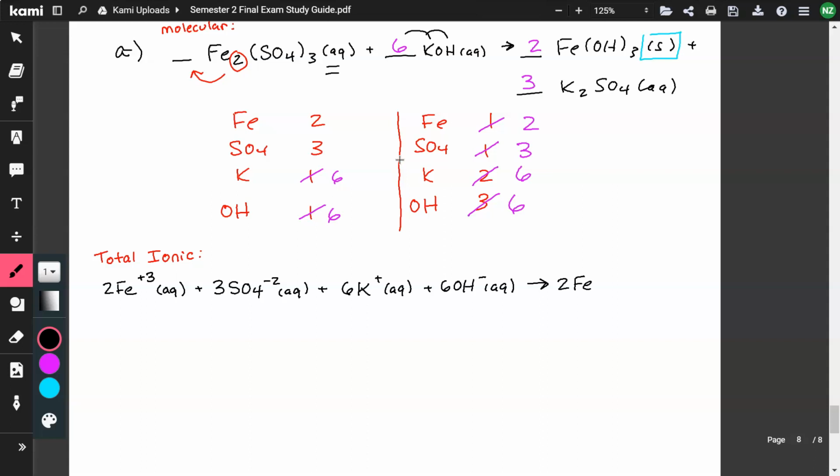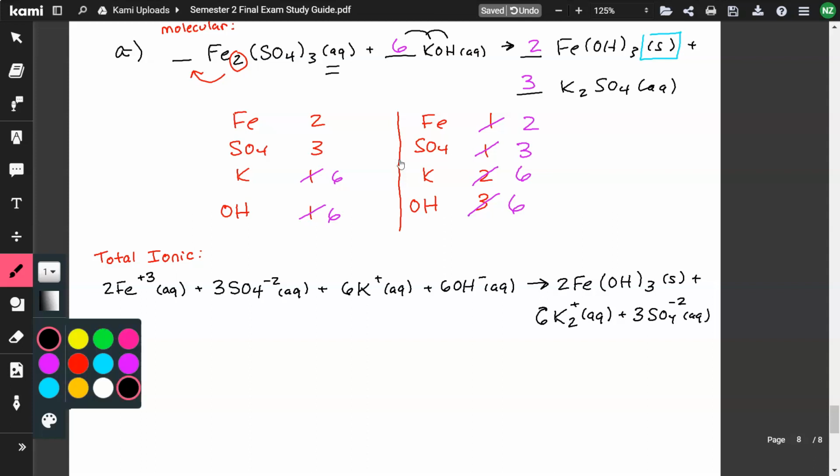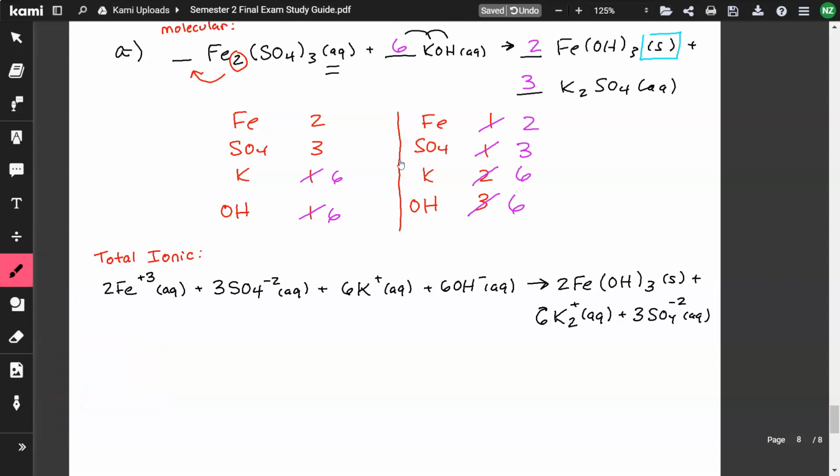So, Fe(OH)3, solid. And then I have one more here. So that 3 is going to distribute, so it'll be 6 potassiums. And potassium is +1. And then 3 SO4. SO4 is -2, aqueous. Anything that exists on both sides we can cross off. So our SO4 is on both sides. Let's go ahead and cross that off.